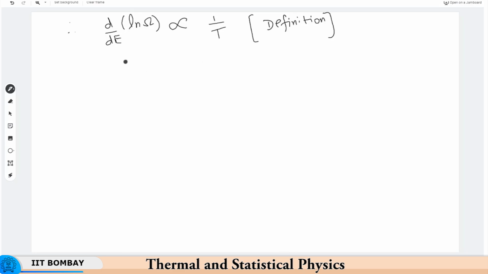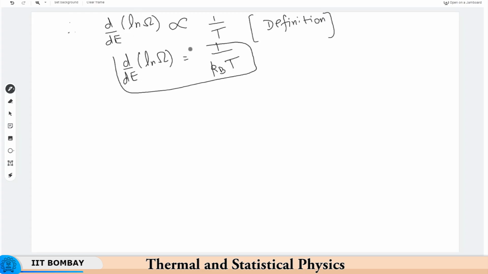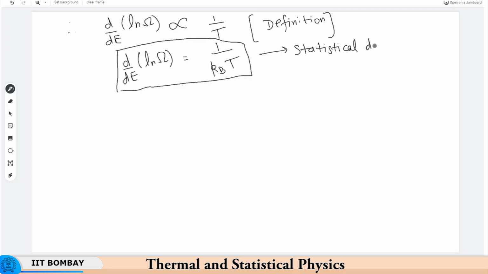And it turns out we can actually remove this proportionality sign and introduce a constant, which is the Boltzmann constant kB, and this equation basically stands for the statistical definition of temperature. Okay, so this is an important relation. So this is how we define temperature from the statistical physics point of view.